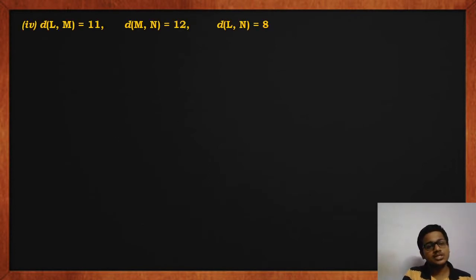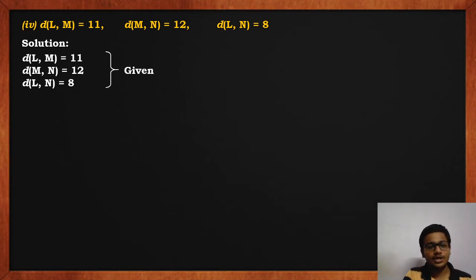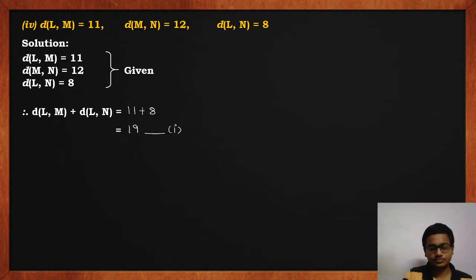Question number 4 is distance LM equal to 11, distance MN equal to 12 and distance LN equal to 8. Again the same steps. Write all the three distances in the order it is given in the question. Add the two smaller distances, ignore the bigger one, that is distance MN will be ignored in this case. Add the other two, that is 11 plus 8. 11 plus 8 is equal to 19. Mark this value as number 1 and compare it with the biggest distance. Now the biggest distance is distance MN, which is 12 units.